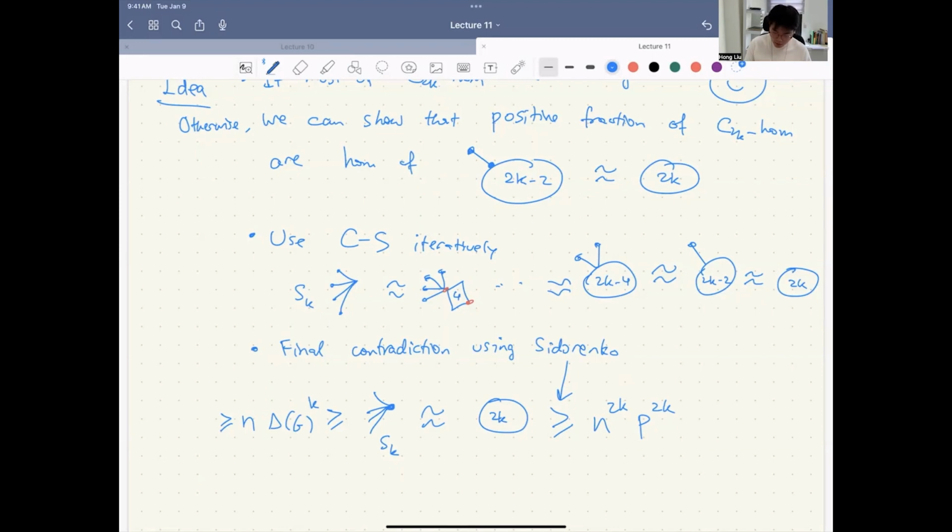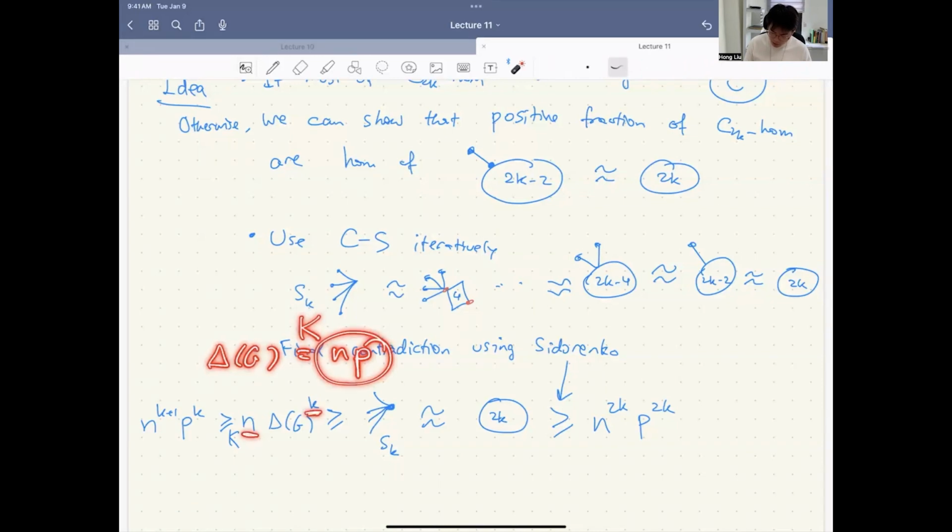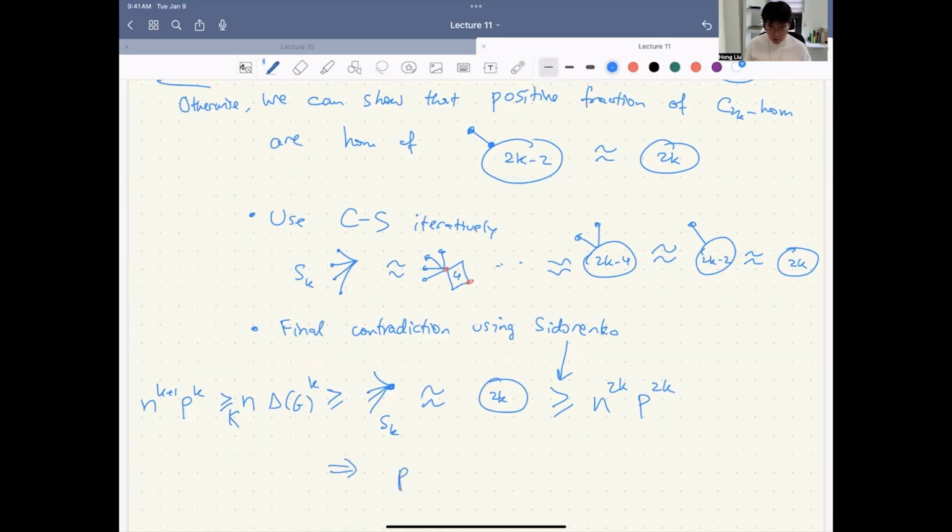Okay, let me write it. And some constant K hidden in here, right? n times the maximum degree to the K, which is at most n to the K plus 1, p to the K, because the maximum degree is roughly the average degree up to a constant K. So the average degree is np, np to the power of K times an additional power of n. This is the number. Solving this inequality, this will imply that p is less than some constant times n to the negative 1 over K minus 1.